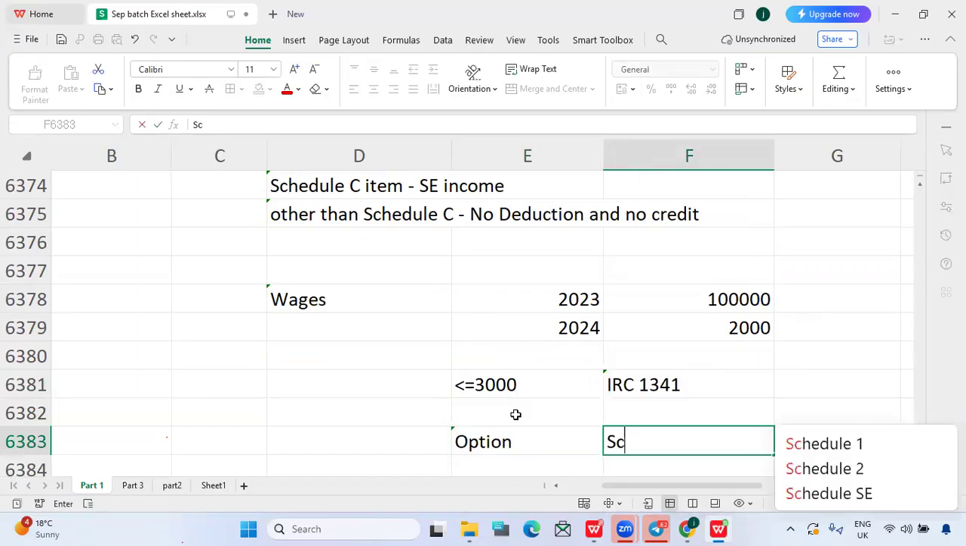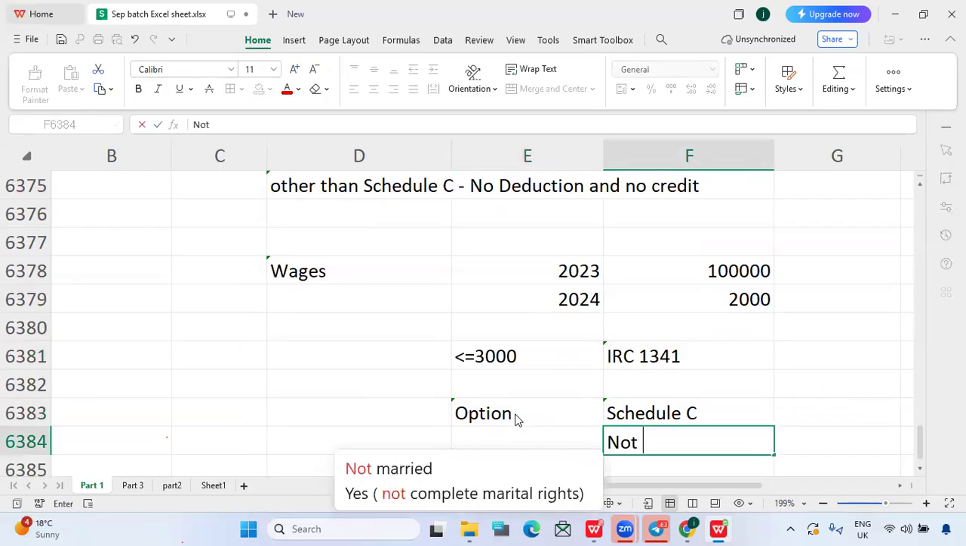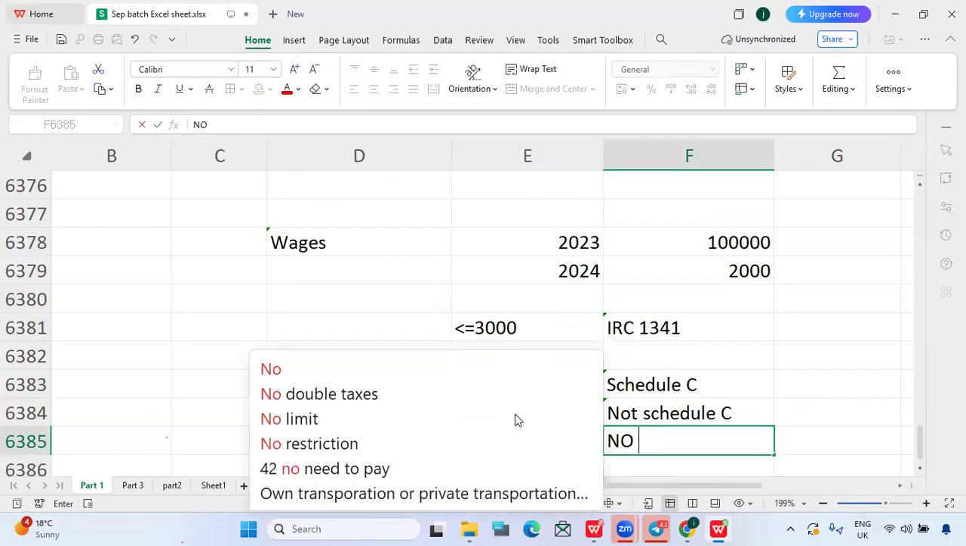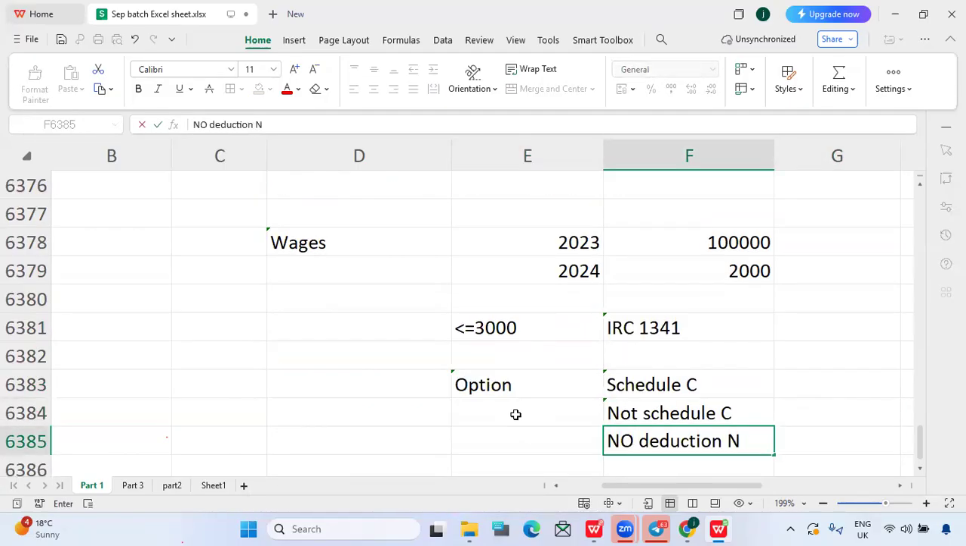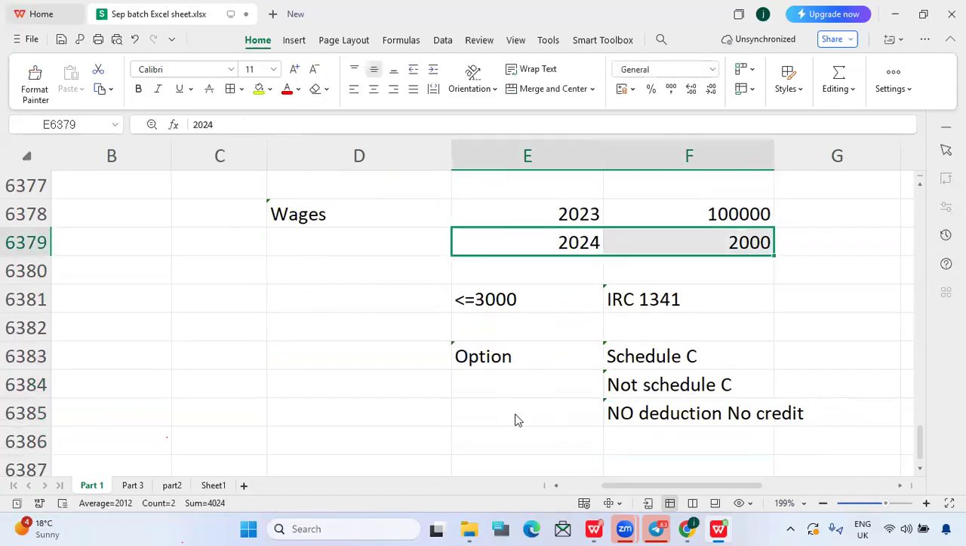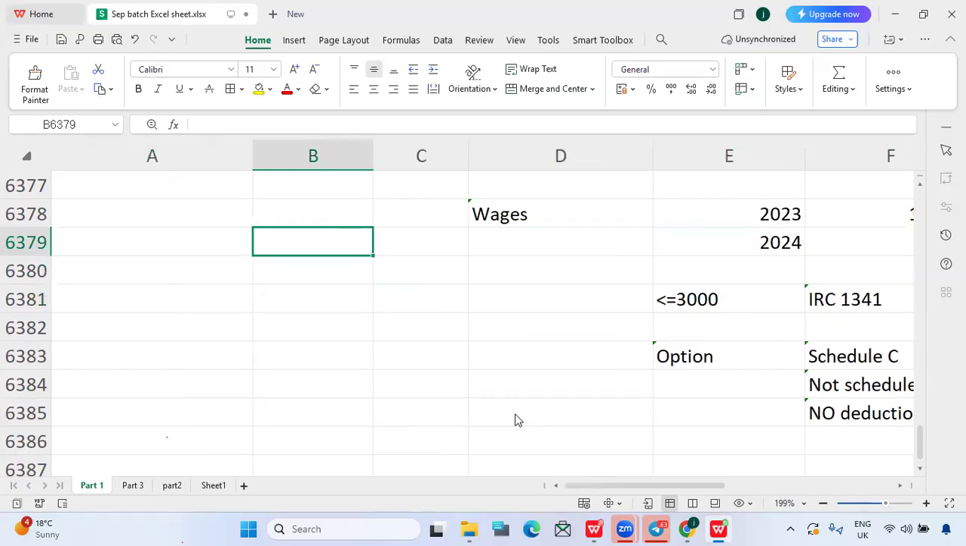So what are the options available to the taxpayer? First, is it a Schedule C item or not? It is not a Schedule C item. So can we get any deduction or credit? No deduction, no credit. That's it. So in this case, we need to pay the $2,000 back. We have already paid tax on the same, so fine, no worries. You will not get any deduction and you will not get any tax credit benefit because that amount is less than or equal to $3,000.